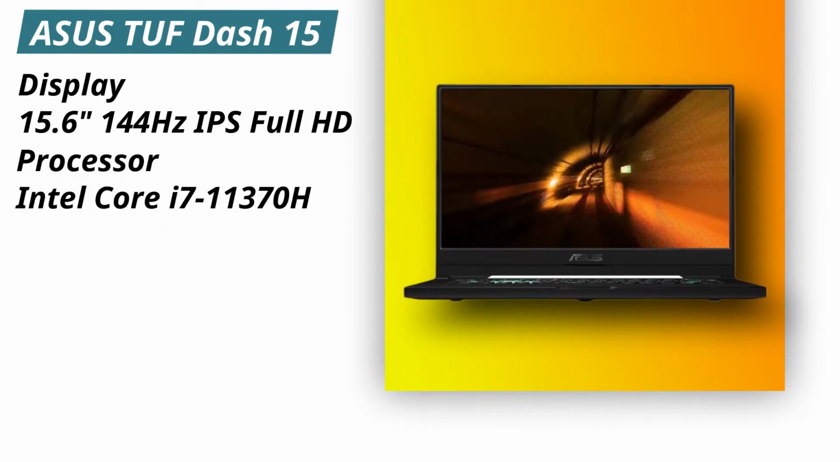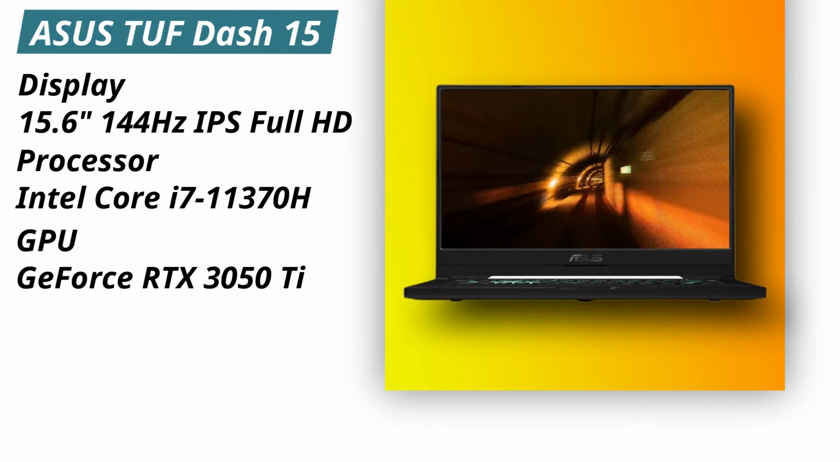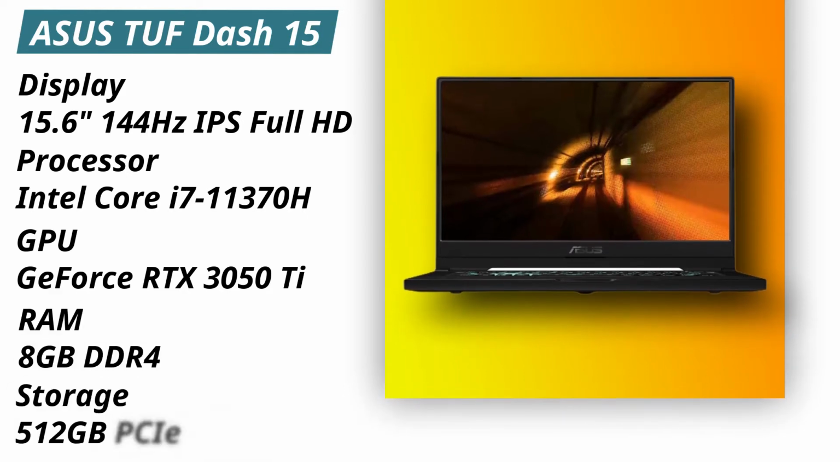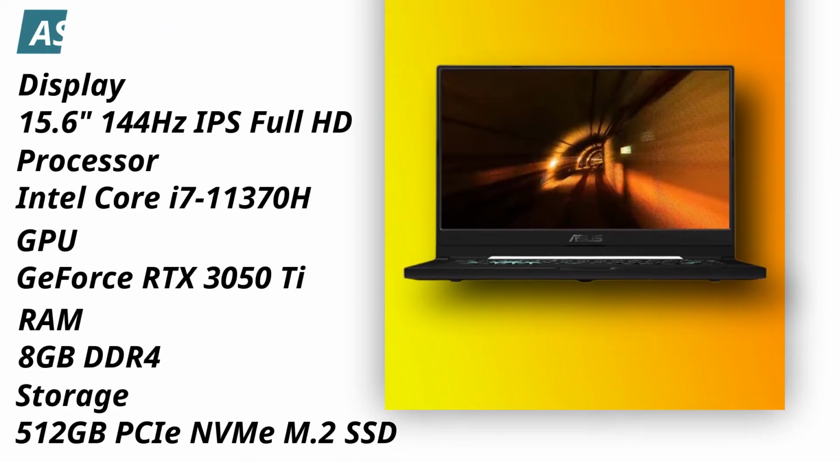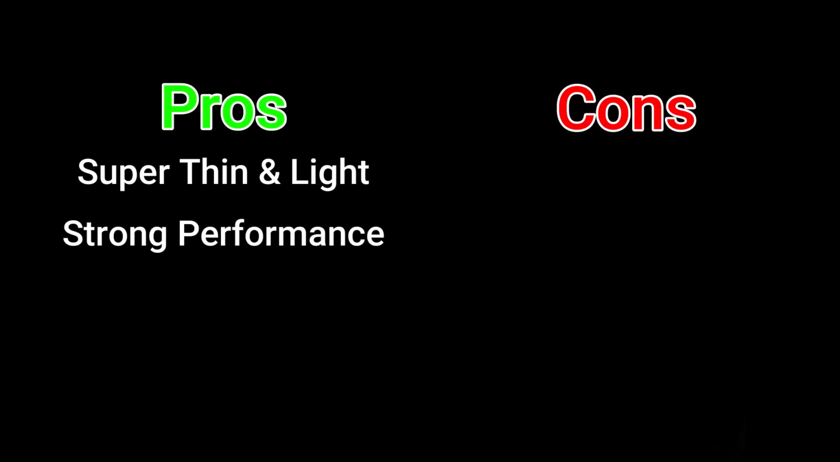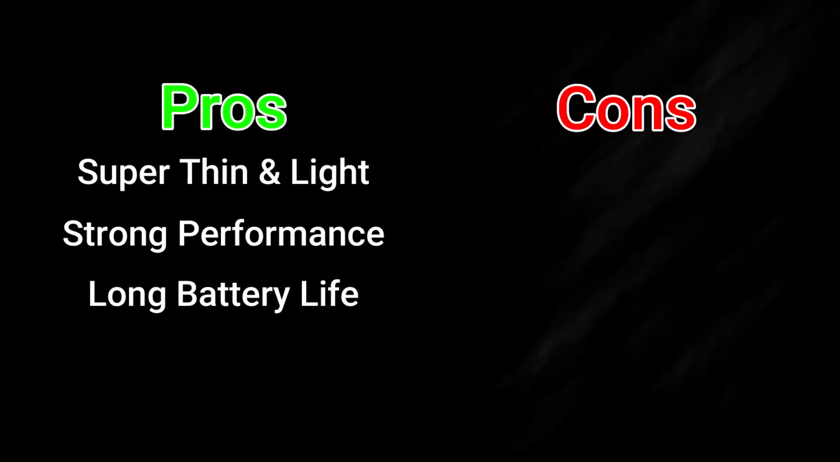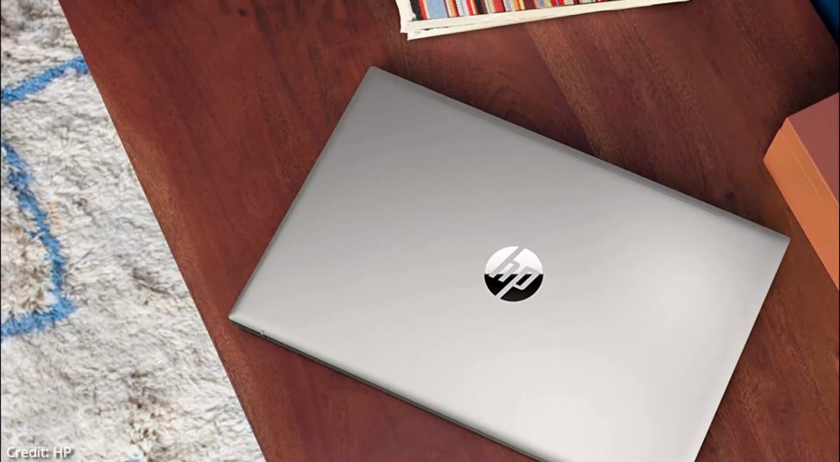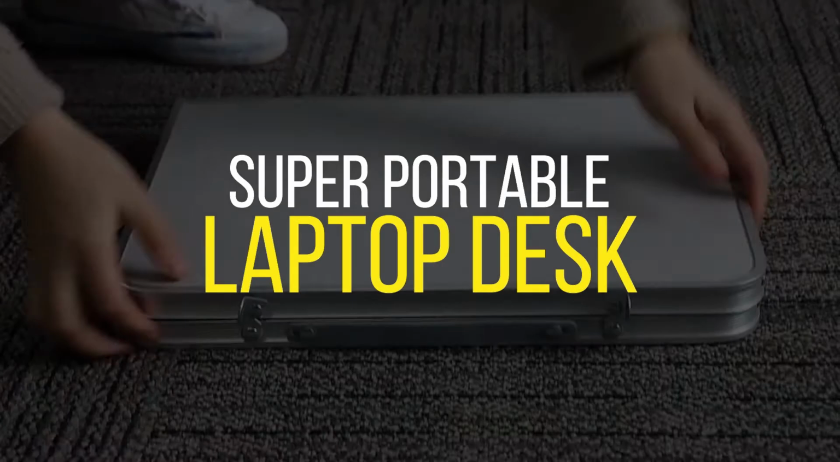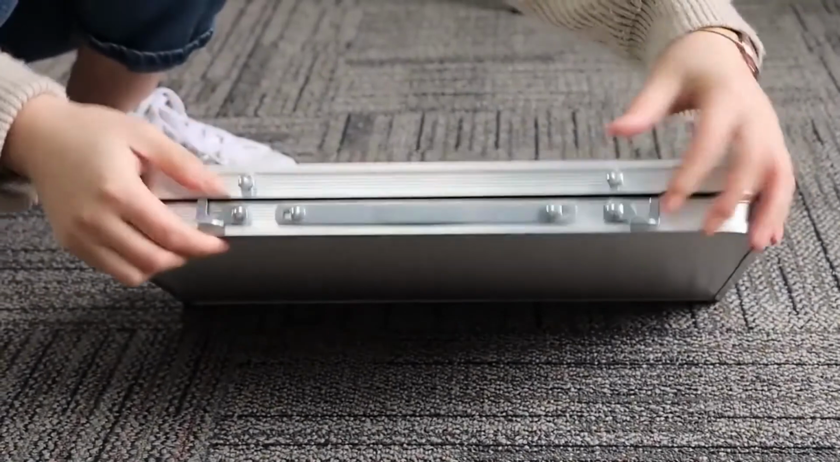Specifications: display, 15.6 inches, 144Hz IPS Full HD. Processor, Intel Core i7-11370H. GPU, NVIDIA GeForce RTX 3050 Ti with 4GB GDDR6 VRAM. RAM, 8GB DDR4. Storage, 512GB PCIe NVMe M2 SSD. Pros: super thin and light, strong performance, long battery life. Cons: no webcam.